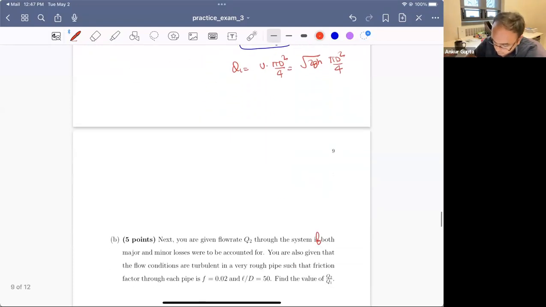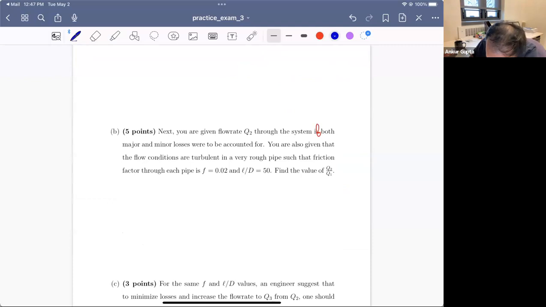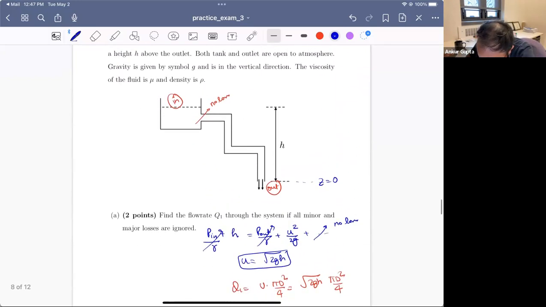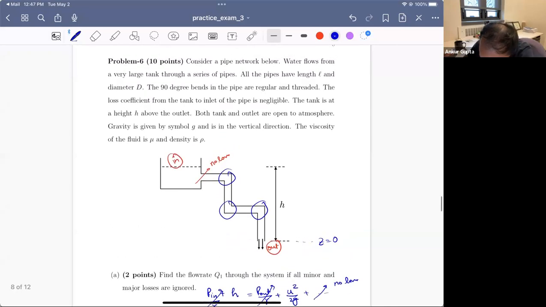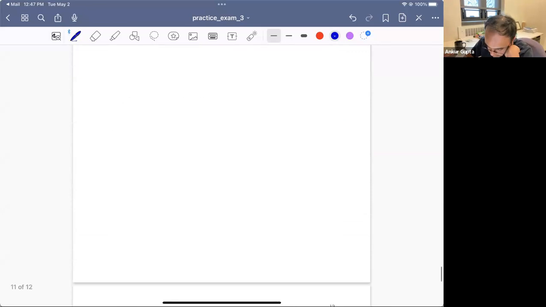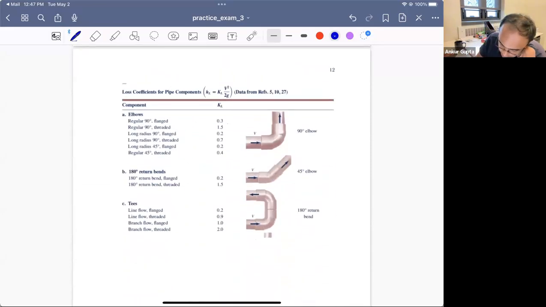And so, you can still say H is equal to U square by 2G, but we still now have to add U square by 2 into losses essentially. So the losses, I believe here, are the 90-degree bends, which I think the problem alluded to. The 90-degree bends in the pipe are regular and threaded. So there are 3 bends, so we should go with that. And then at the bottom, there is a table. So regular and threaded, so we'll take 1.5 here. So 1.5 into U square by 2.